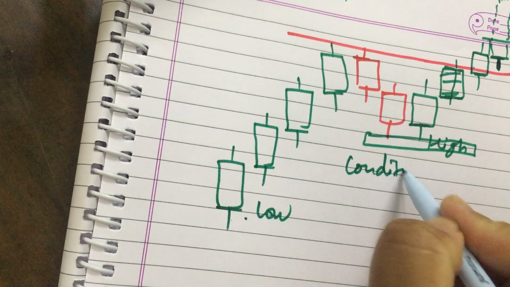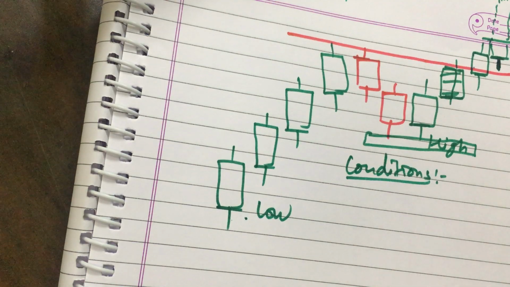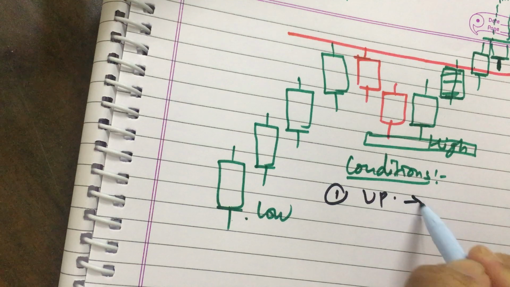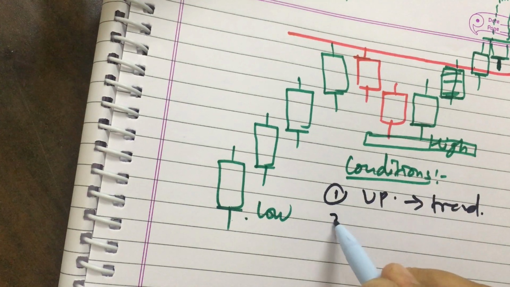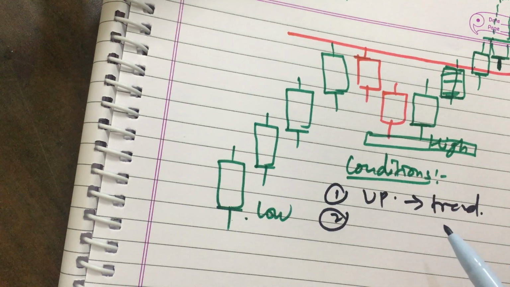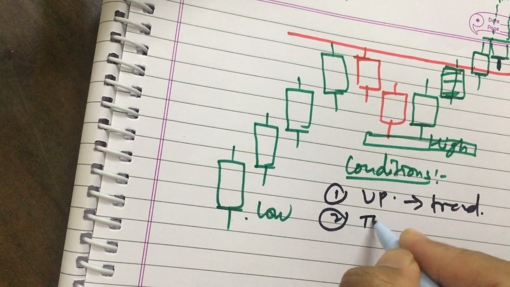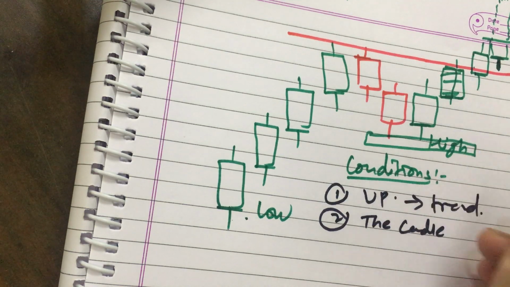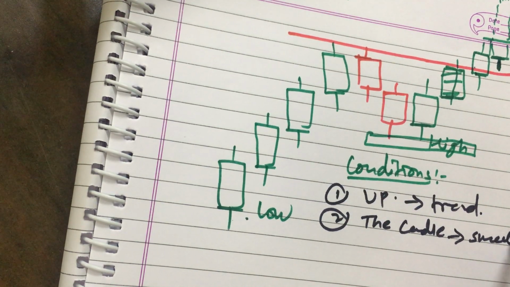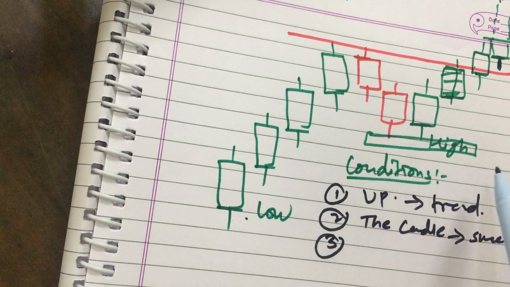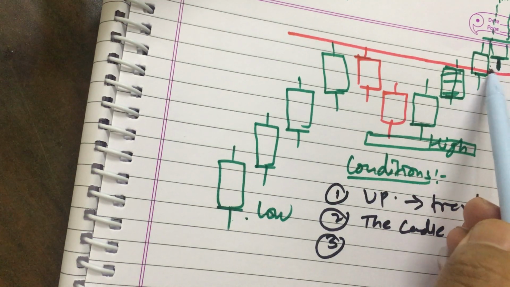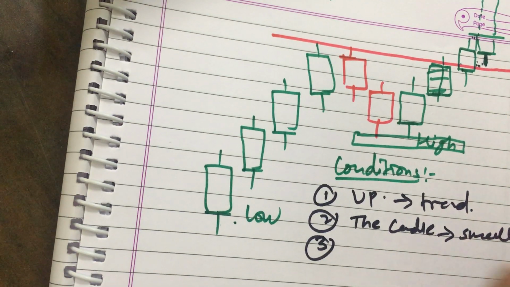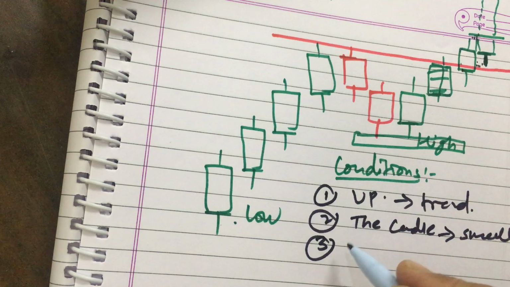Okay, I'm going to talk about the conditions. All right, the first condition is the market trend should be up. The second thing that it needs to fulfill is that the candle close above the resistance should be small. And the third is the execution candle should create the wick at first, then need to break the high of the previous candle. This is the third requirement, the execution candle.